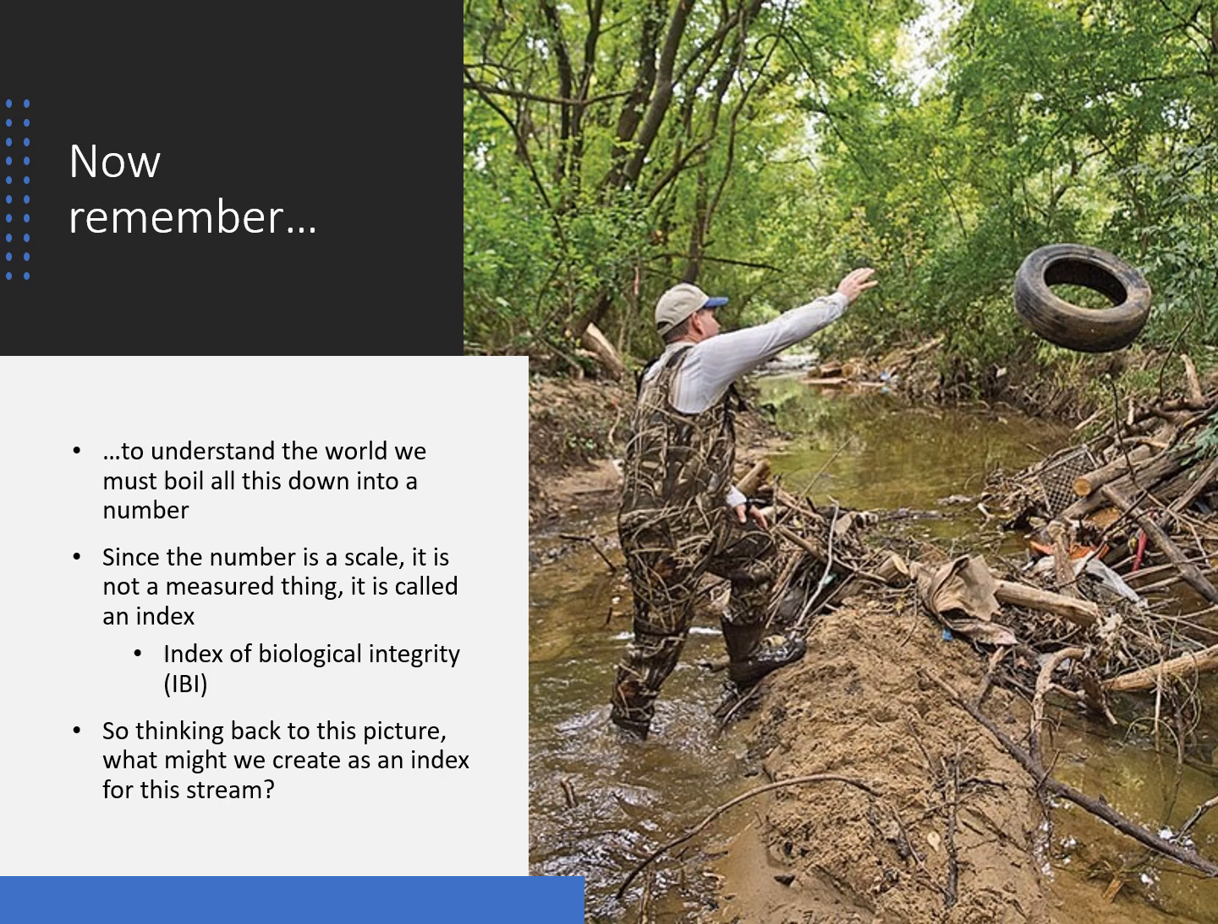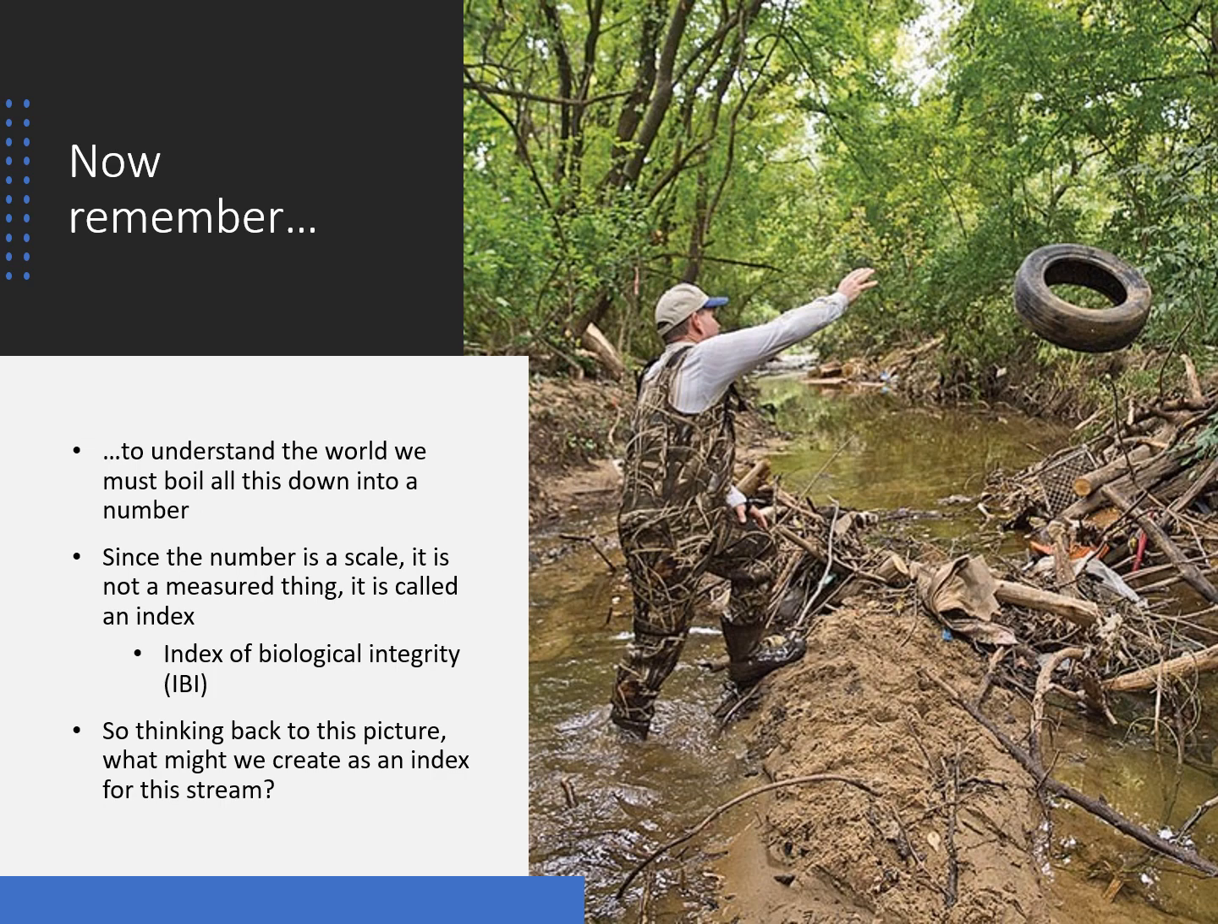Now, again, I want to point this out. To understand the world that we live in, we're going to have to boil it down to some numerical value. We've got to be able to compare apples to apples and oranges to oranges. We can't go about saying this stream is degraded. In what way? How is that then measured? How do we know how much we're supposed to do until it's not degraded? Right? So we need to break this down into some sort of numerical value.